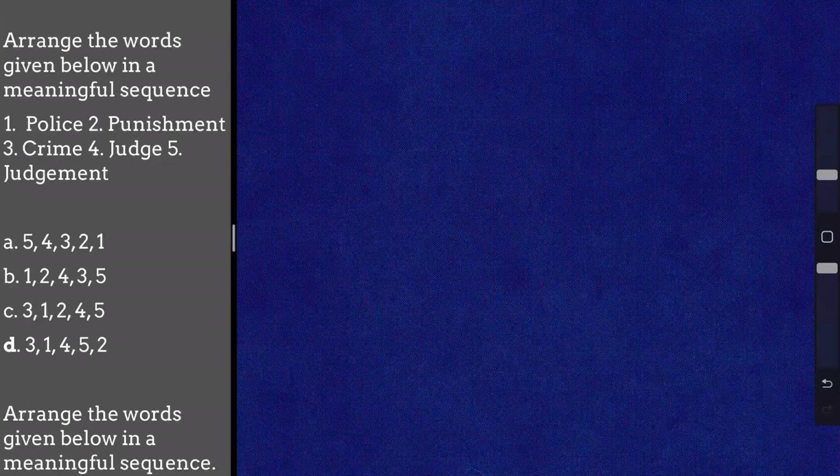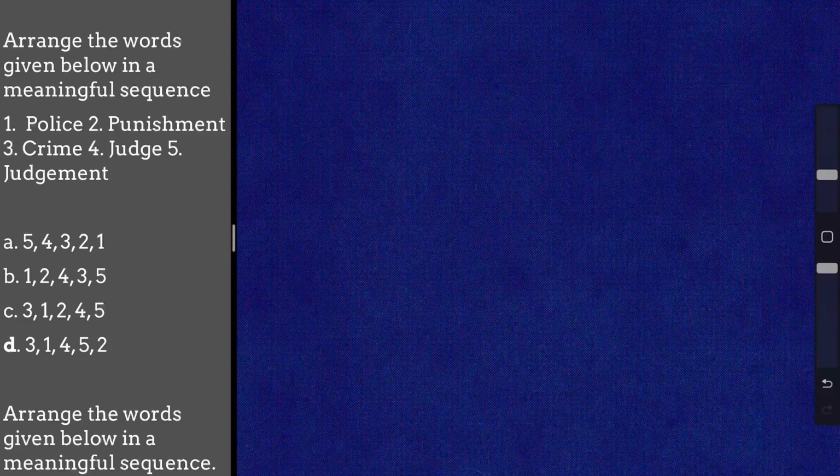Now we have police, punishment, crime, judge and judgment. Okay, without crime there won't be police. So first comes crime.